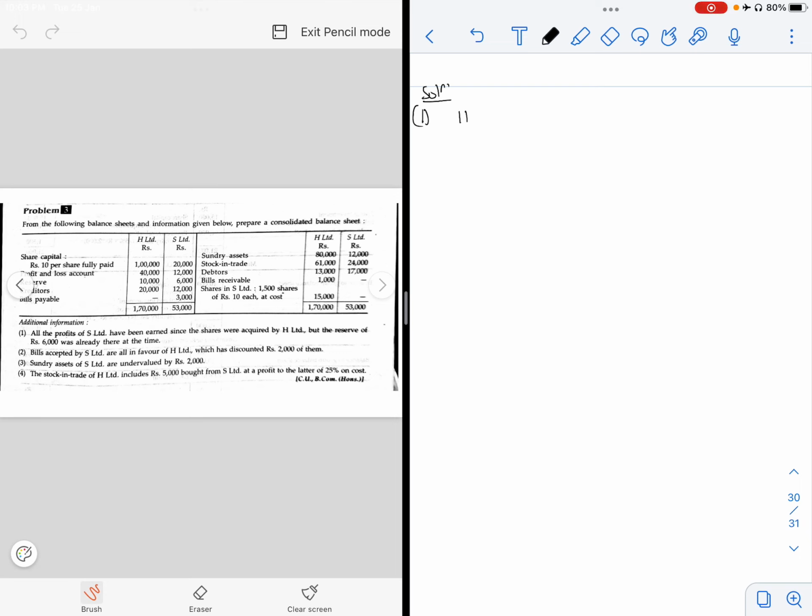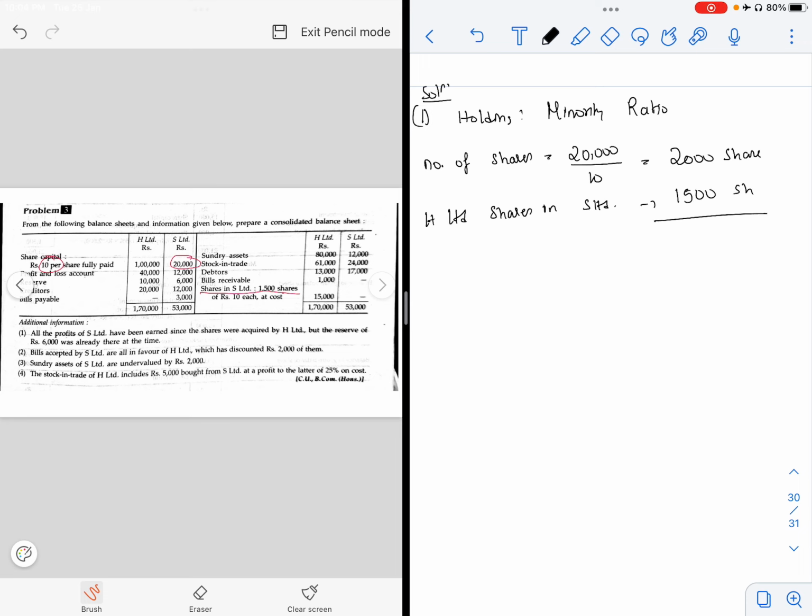Working note one: proportion of holding and minority ratio. Number of shares: 20,000 divided by rupees 10 is 2,000 shares. Shares in S Limited held by H Limited are 1,500 shares. Less one, 500 shares are the minority shares. So the ratio is 1,500:500, which is 3:1, the holding and minority ratio.